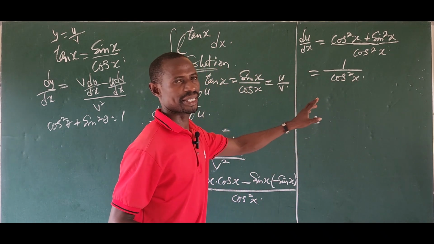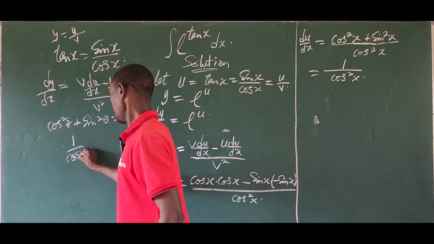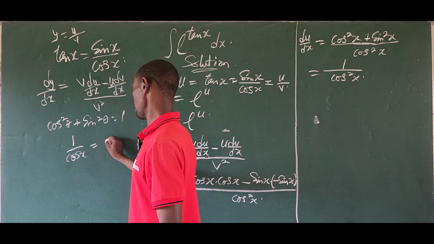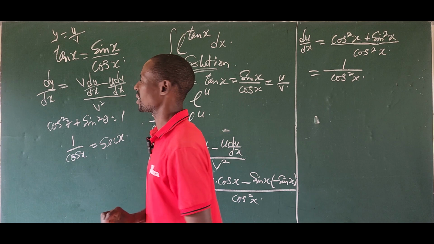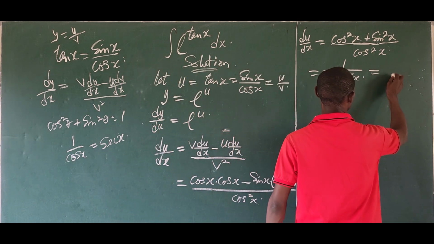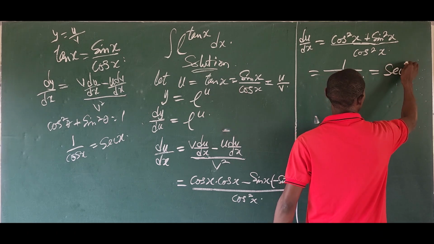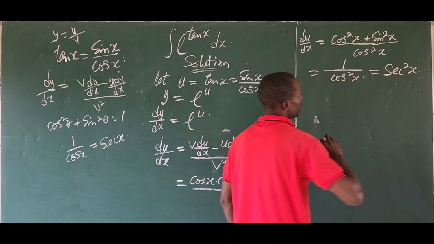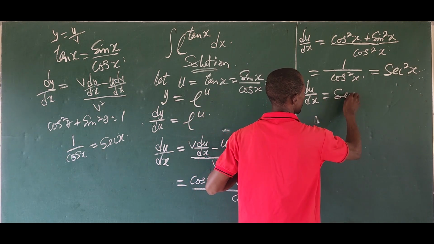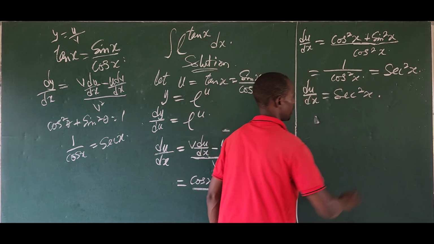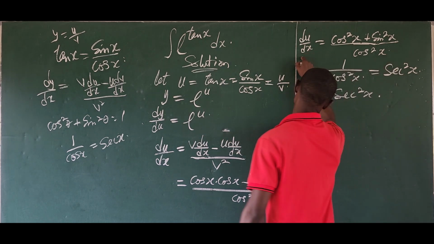And what is 1 all over cos x? 1 all over cos theta is equal to sec theta, so here it is sec x. And so this automatically is going to give us sec squared x. So we have du/dx equal to sec squared x. All right, so from here, we can now evaluate our dy/du and our du/dx.